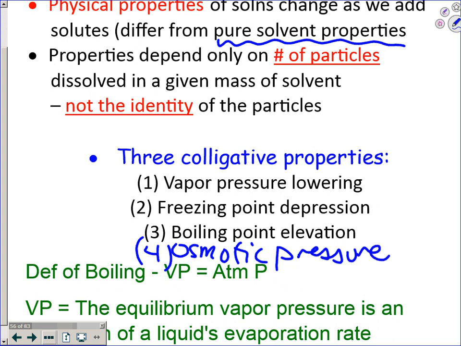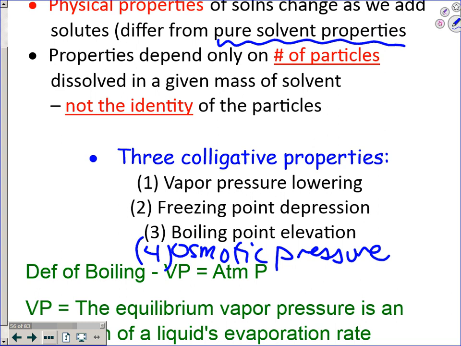We won't calculate that one though. So who's heard of osmotic before? Kind of sounds like osmosis. So your osmosis flow of water from high to low concentration is actually being caused by a certain amount of pressure. So basically, the solution has a different property than the solvent. That's the most basic I can make that. The solution has a different property than the solvent.